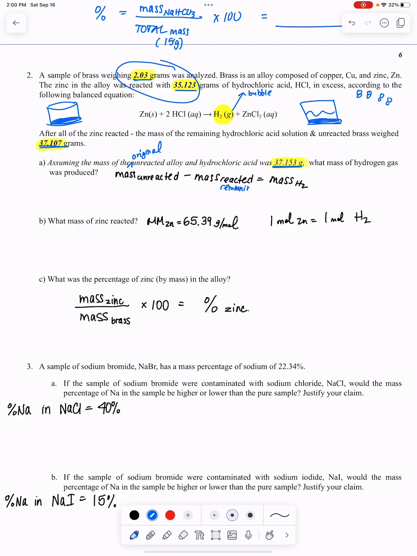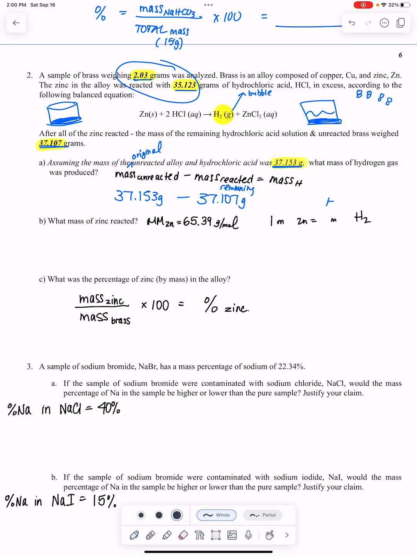So that'll be my 37.153 grams minus the mass of the leftover remaining, 37.107 grams. 37.153 minus 37.107. You get about 0.046 grams of H2 that popped out. Oops, I didn't mean to erase that.